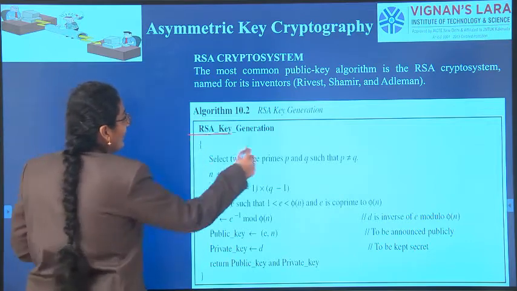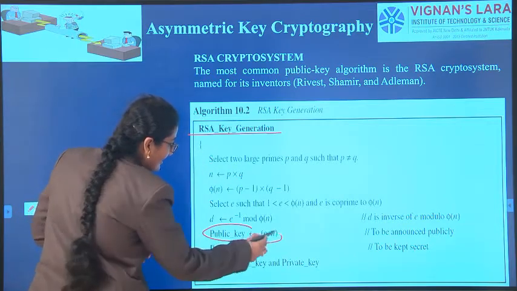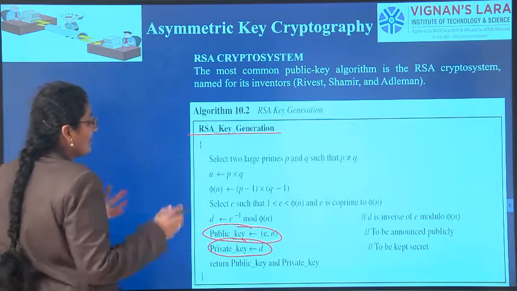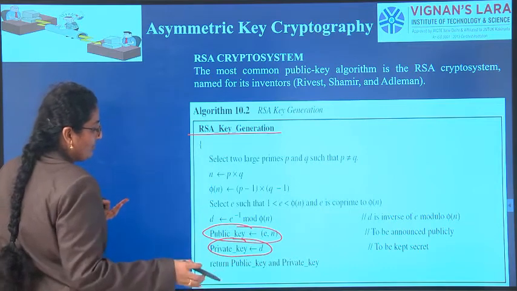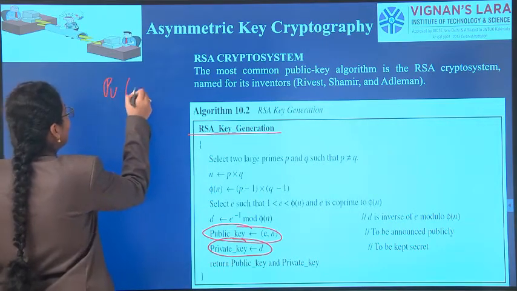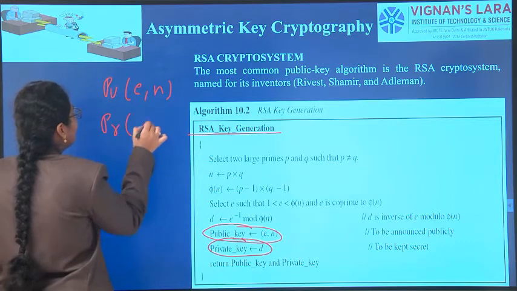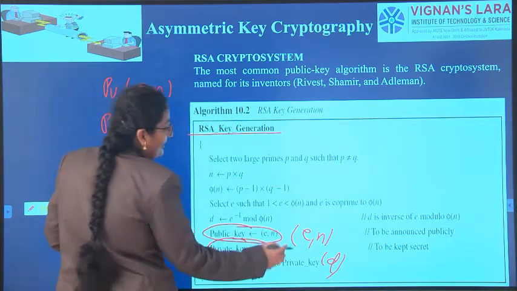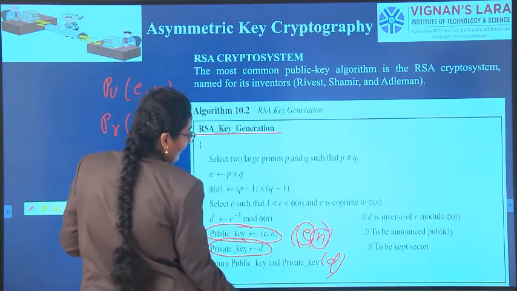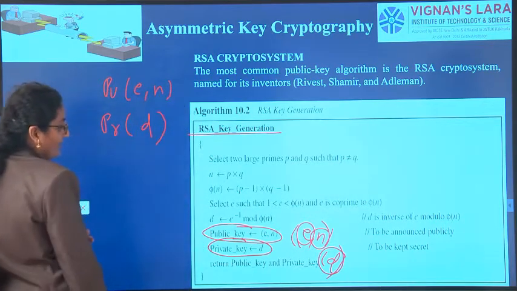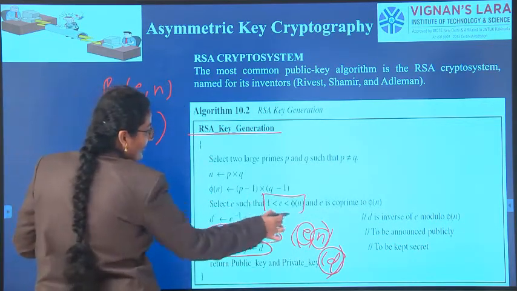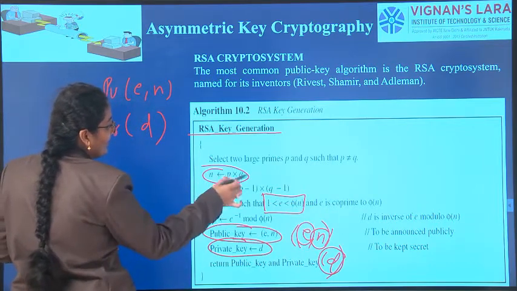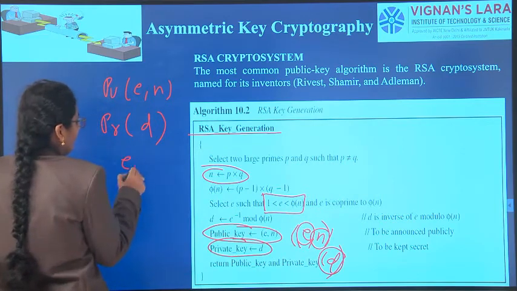In the RSA algorithm, the public key is E comma N and the private key is D. As I already told you, everything is an integer, so the public key is an integer and the private key is also an integer. You have to remember this: public key is E comma N, private key is D. E we already have, N we already have, now D we should calculate. E is such that 1 less than E less than phi of N, and N is P into Q. So we got the public key E comma N.